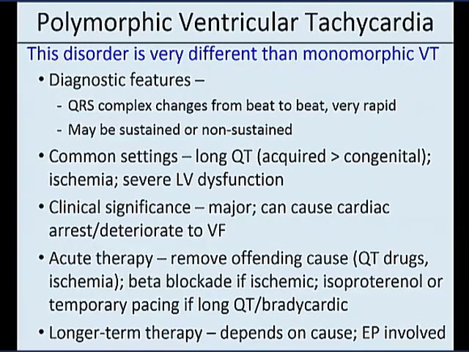Polymorphic VT, a very different disorder. This is where the QRSs do not look the same. This is distinct from a monomorphic VT, and then they have a second episode of VT that looks different from that. It's still monomorphic. We can call that pleomorphic or something else. But polymorphic VT is where no two adjacent QRS complexes look the same. They change from beat to beat. This, again, may be sustained or non-sustained.